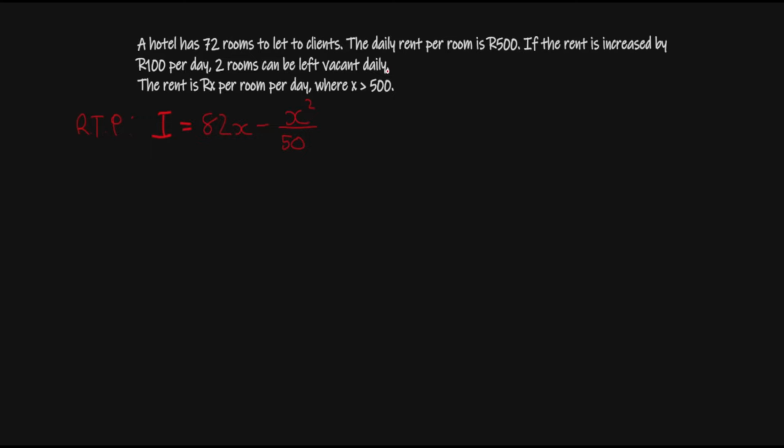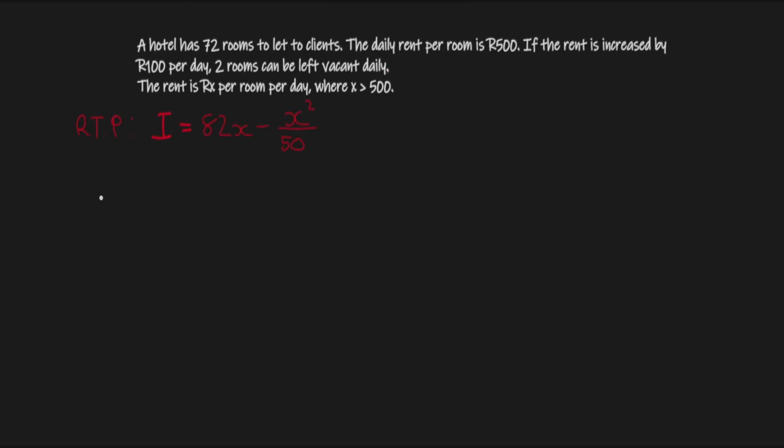They actually meant that we are going to increase by 100 Rand per day, and the rooms will be left out per day. So they say that the rent is x Rands per room per day, where x is greater than 500. And we're required to prove that the total income I is equal to 82x minus x squared over 50. We can start off by defining what x is.